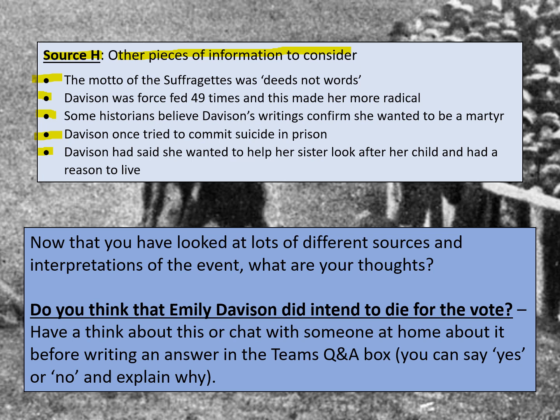Now for this one, I'd like you to have a think about this on your own or chat to somebody at home about it if you've got some time to do that. And then what I'd like to do is come back onto Teams and go to the question and answer box and tell your teacher whether you think Emily did or did not intend to die for the vote. Now you can say, yes, I do, and you've got to explain why. Or you can say, no, I do not think she intended to die because, and then explain why. So make sure you make it clear what your view is, but also give a brief explanation to your teacher too. I'm going to stop here now, guys.